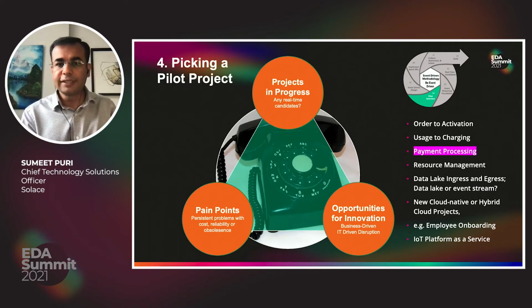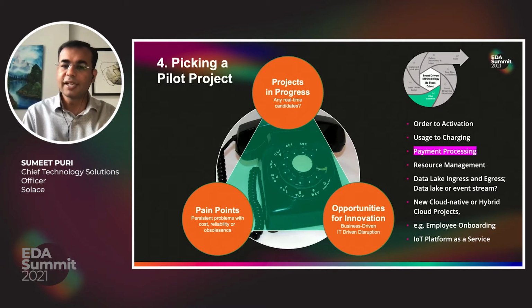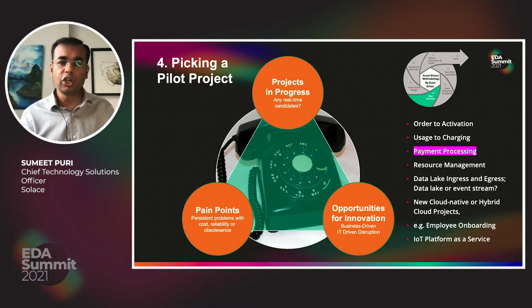So those pain points are also a good lens to put this real-time candidate list through and select which project you're going to start your event-driven journey with. And lastly, opportunities for innovation. So you have this new project coming along and you want to put machine learning capabilities behind it. So having that as an event stream available to machine learning, whether it's a payment processing stream or a customer 360 stream, pick your candidates accordingly, right? So as you put your project list through these three lenses, you would be able to select a pilot.